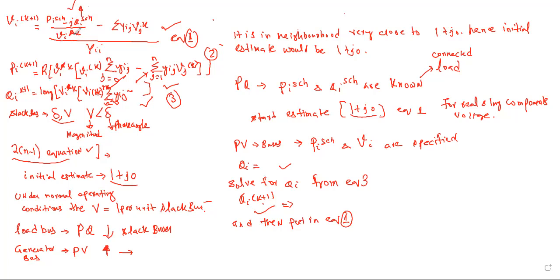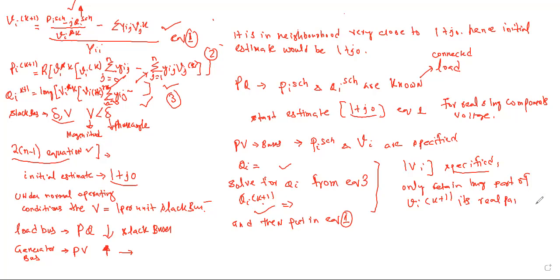Finally, once you have solved this and put this value in, all this is okay, however V_i is specified, so when you are solving, only the imaginary part of V_i^(k+1) is retained. Its real part is calculated by a formula I will show you. You can calculate it by putting it in this formula, (E_i^(k+1)) squared plus (F_i^(k+1)) squared.